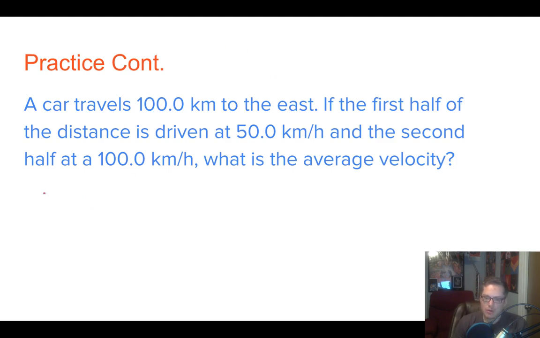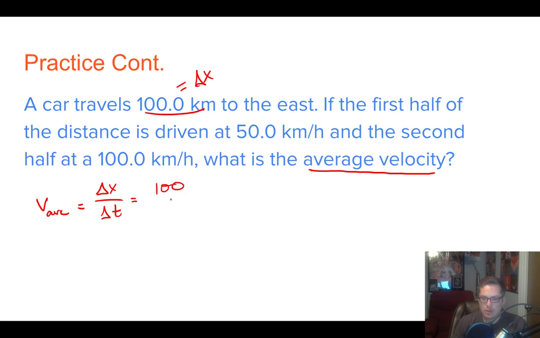So remember, if you're ever stuck with where to start, always just write down the formula. What is the average velocity? Well, we know the formula for average velocity is equal to delta x over delta t. We know how far we traveled: delta x is 100 kilometers. So we're going to put 100 in the numerator. All we need to know is how long this travel took.